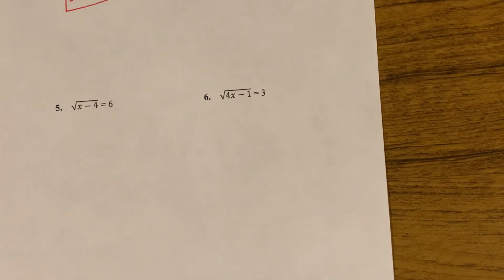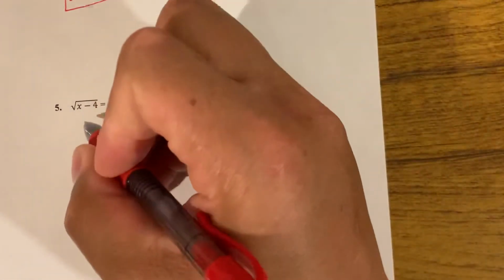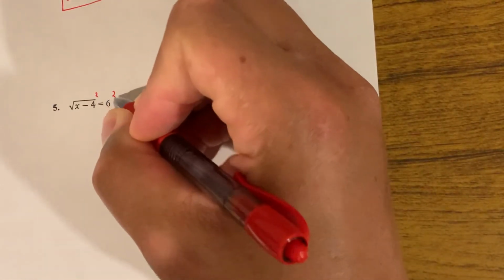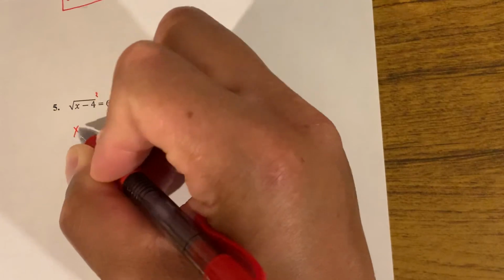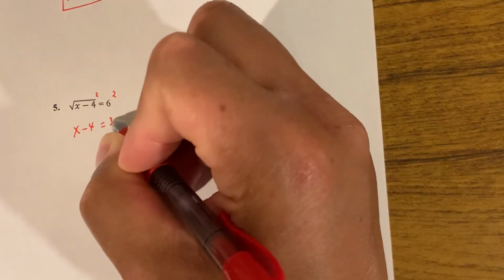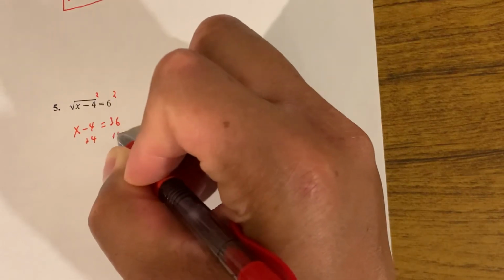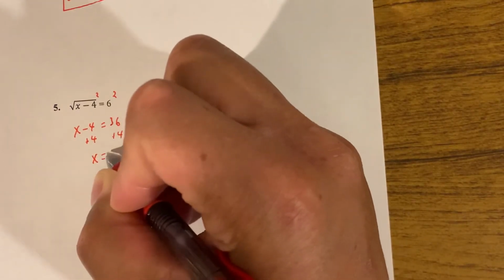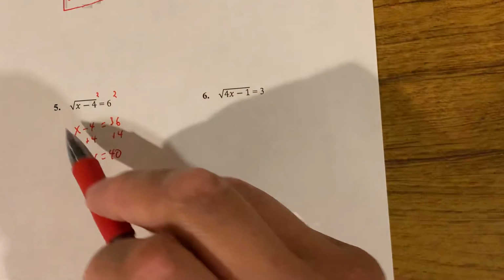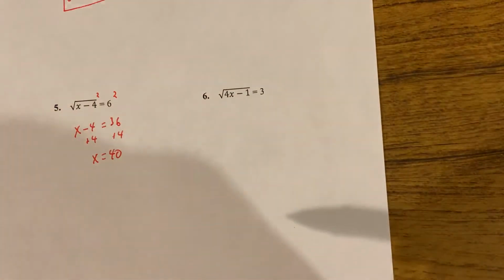You paused. I know you did. So welcome back. Let's see how I do it and compare what you got. Square both sides. X minus 4 equals 36. Add 4 to both sides. X equals 40. 40 minus 4 is 36. Square root of 36 is 6. It works.